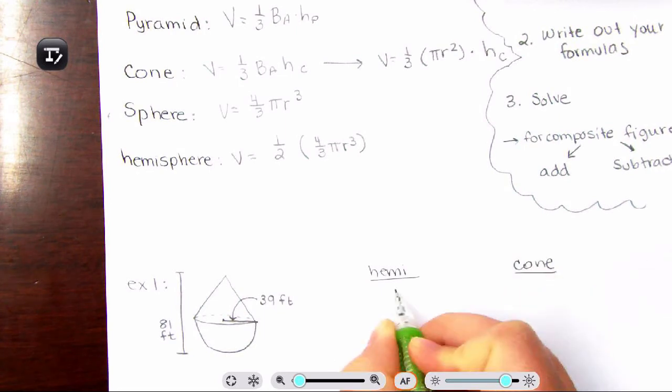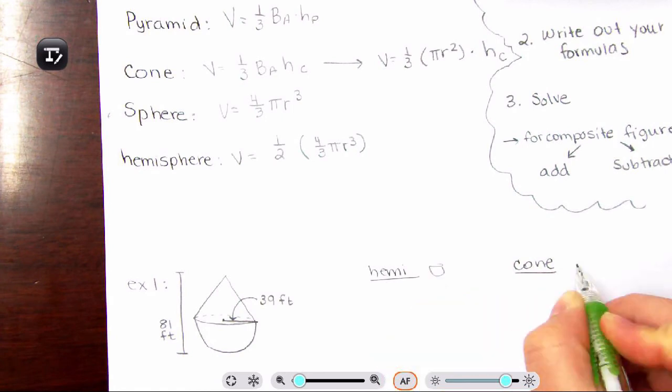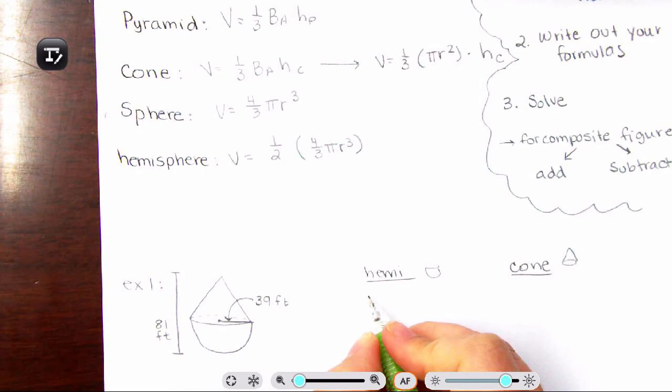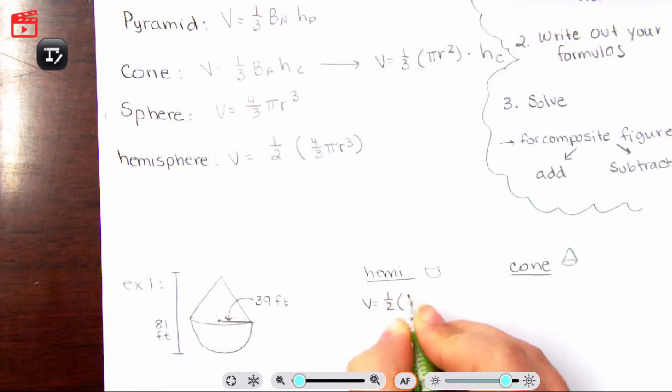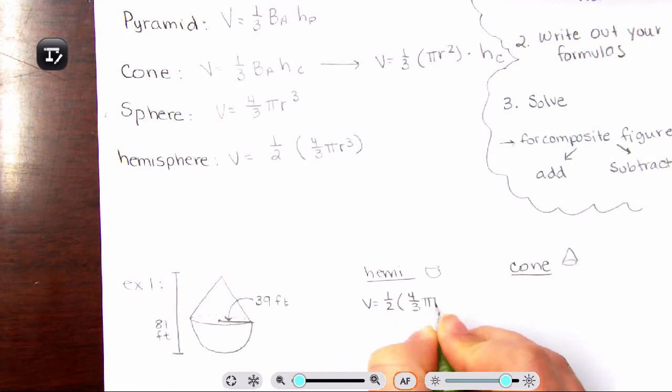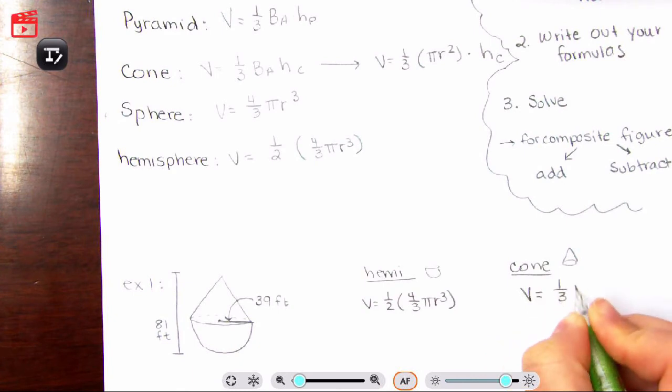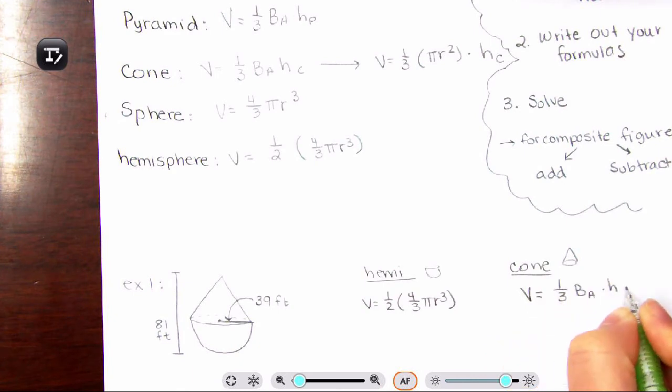So again, hemisphere looks something like this. Cone looks something like that. So what do we need? Step number 2 is write out our formulas. Our formula for a hemisphere is half of the formula for a sphere. For a cone, our formula is 1/3 area of the base times the height of the cone.